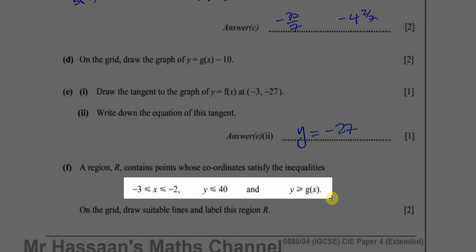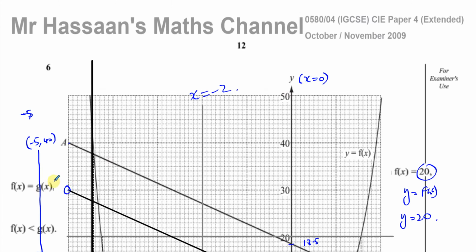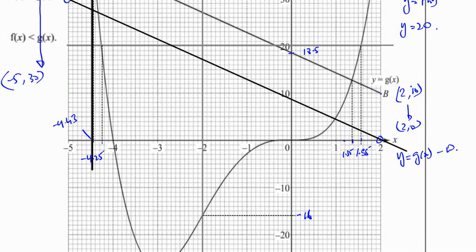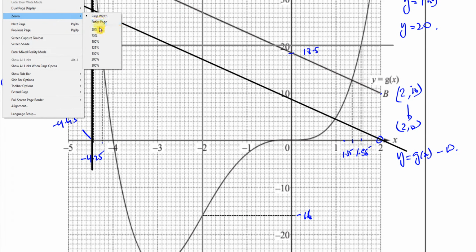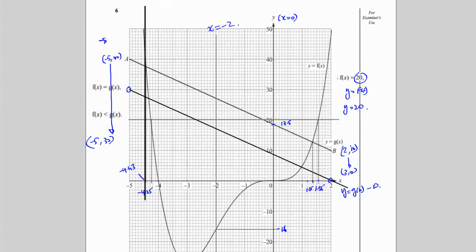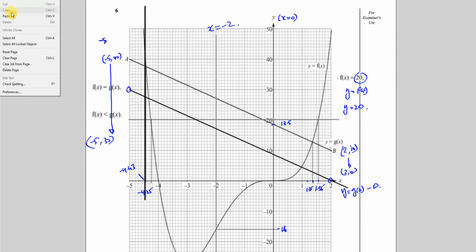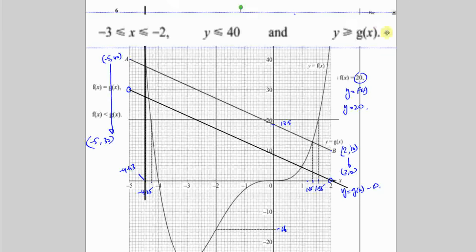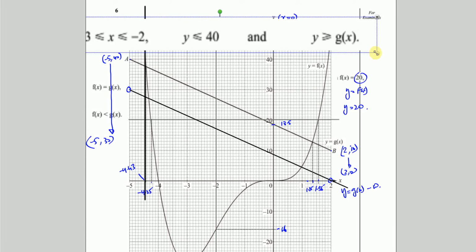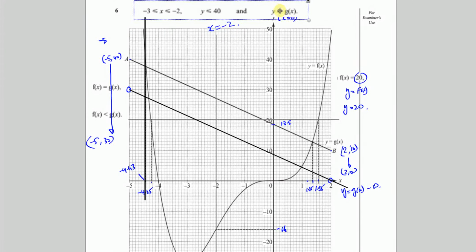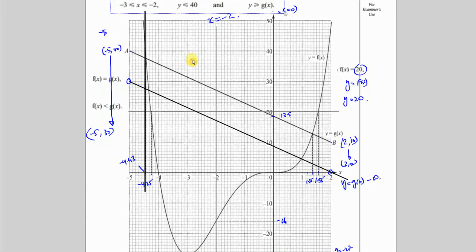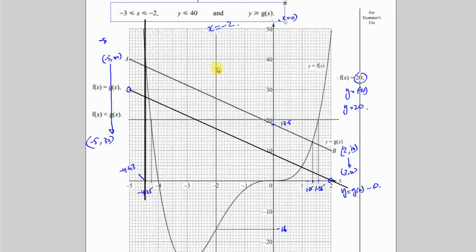Okay, so let me take these inequalities and put them somewhere over here. I'll zoom out a bit so I can see what's going on. Let me paste them up here and make them a bit smaller. So we have these inequalities. x is between minus 3 and minus 2. y is less than or equal to 40, and y is greater than or equal to g of x. g of x is a straight line here.